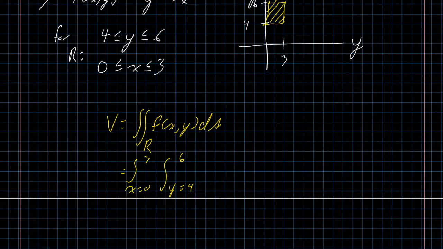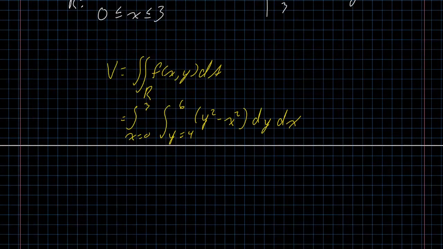So our limits on x are from 0 to 3. Our limits on y are from 4 to 6. Our function f of x and y was y squared minus x squared. And dA is dy dx. Integrating y squared minus x squared with respect to y. Just like when we deal with partial derivatives, when we're dealing with iterated integrals, y is our variable term.